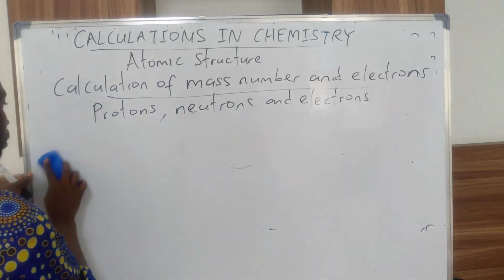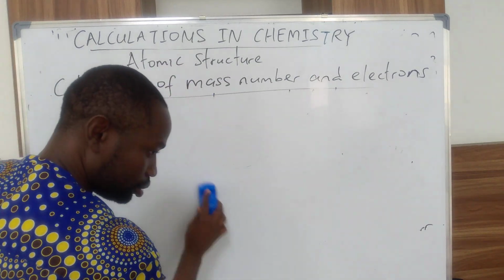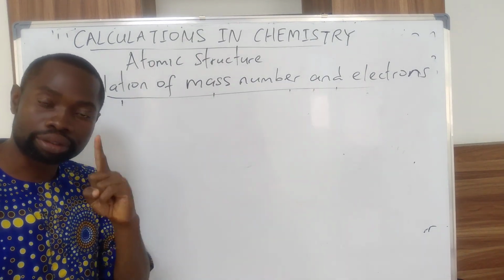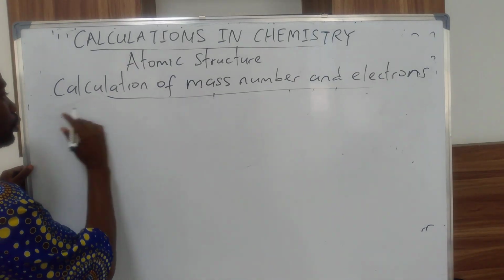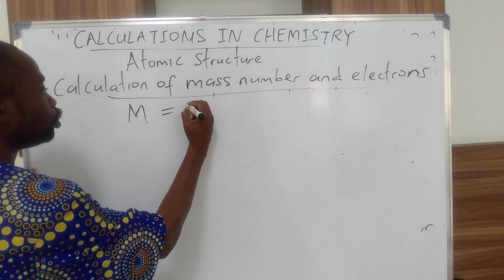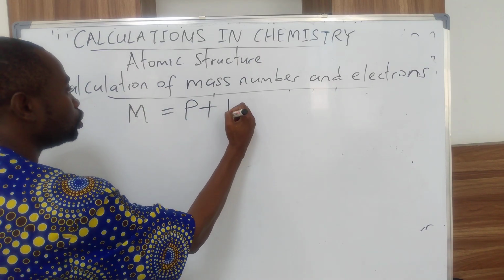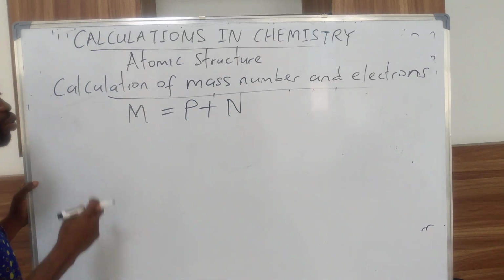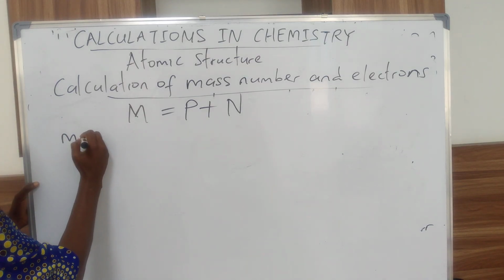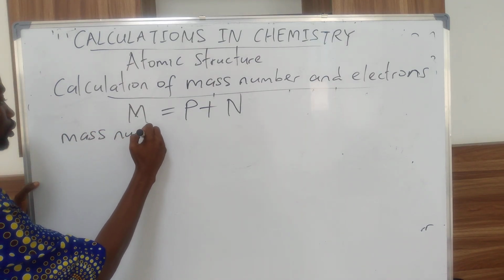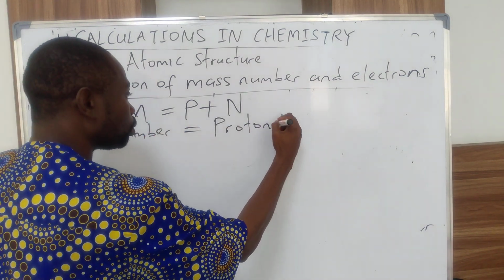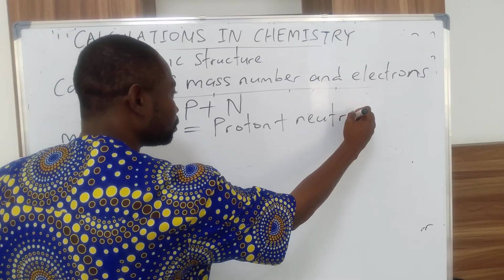So quickly, I'm going to give us the tips for doing that. Number one, the atomic mass or mass number is your proton plus your neutron. Don't forget this. Mass number or atomic mass is equal to what? Proton number plus neutron number. That's the first thing.